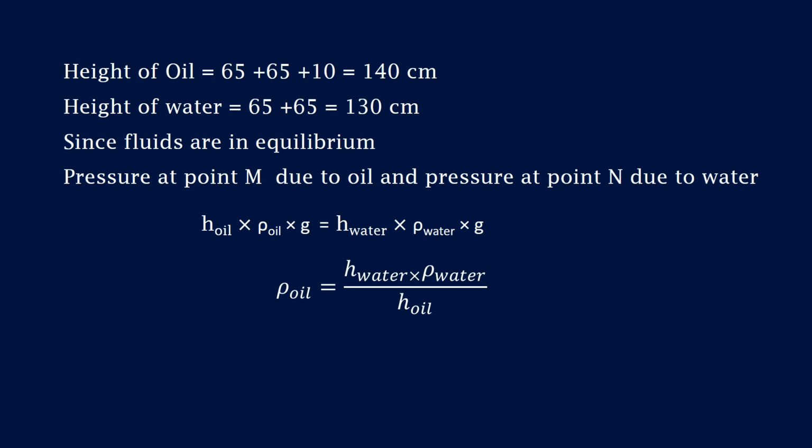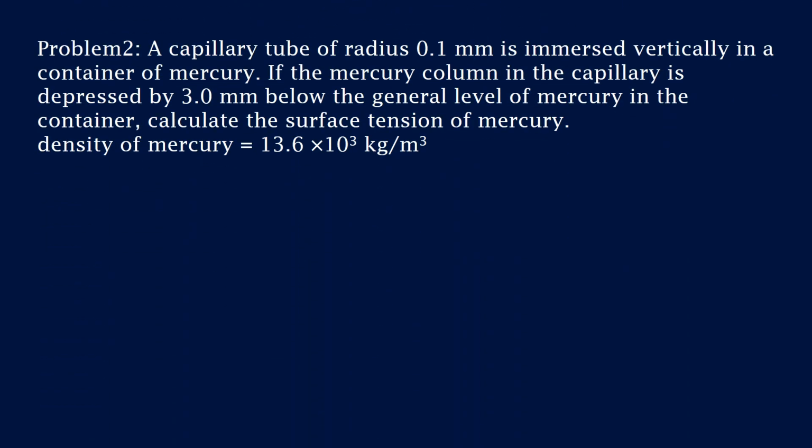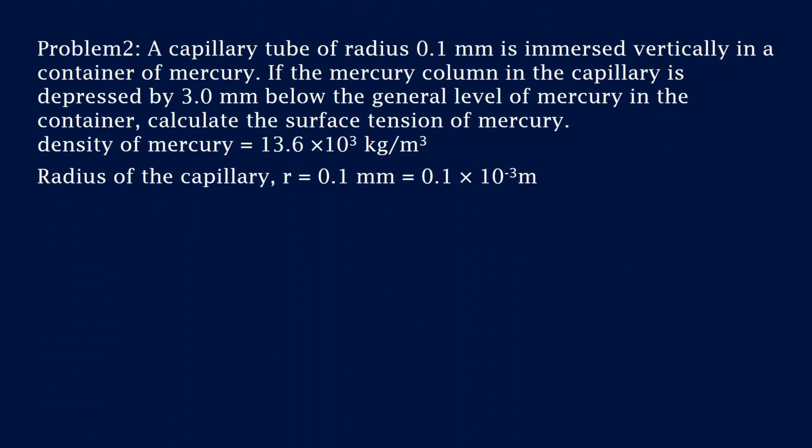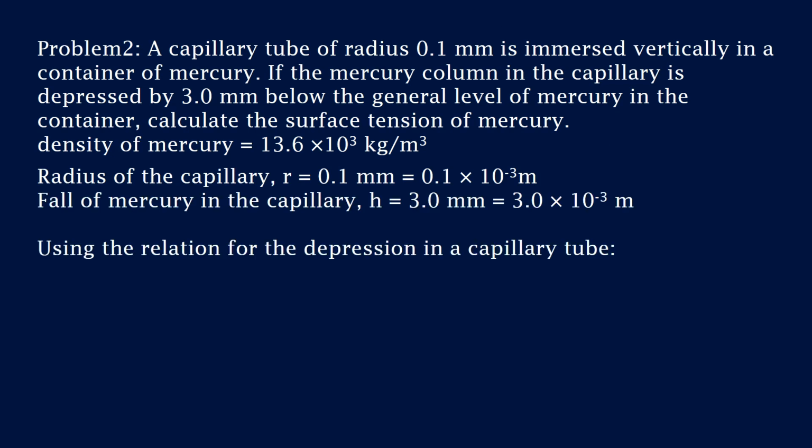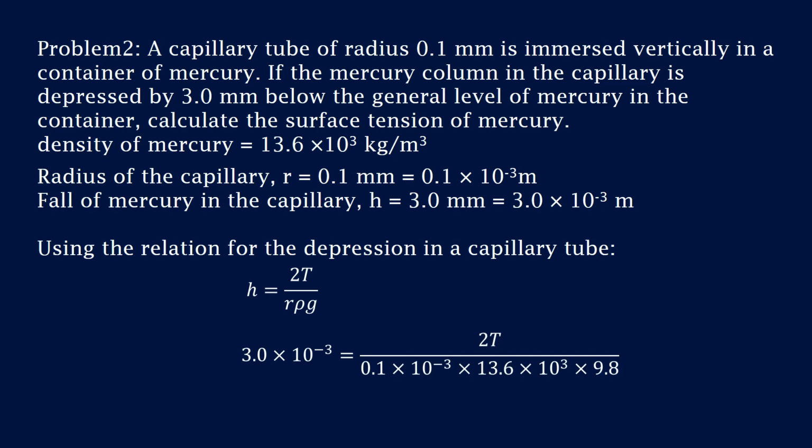Problem 2. A capillary tube of radius 0.1 mm is immersed vertically in a container of mercury. If the mercury column in the capillary is depressed by 3 mm below the general level of the mercury in the container, calculate the surface tension of mercury. Density of mercury is 13.6 into 10 raised to 3 kg per meter cube. Given that radius of the capillary r is equal to 0.1 mm, which is equal to 0.1 into 10 raised to minus 3 meters.